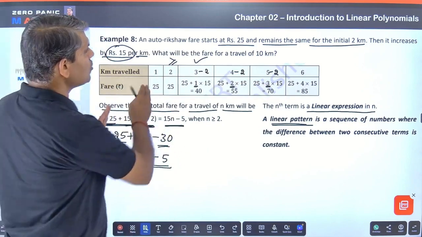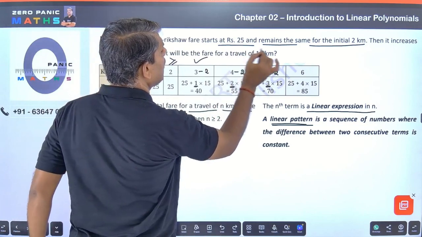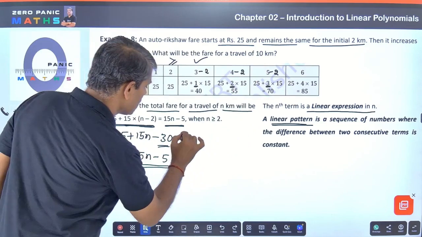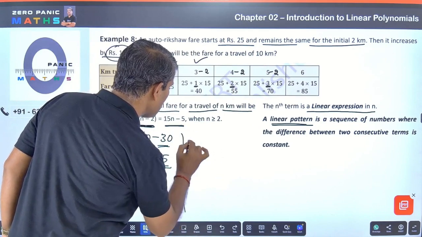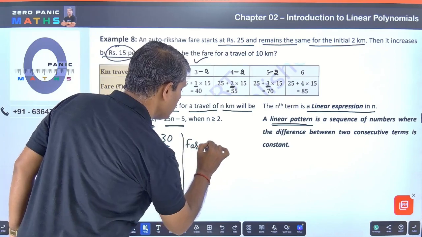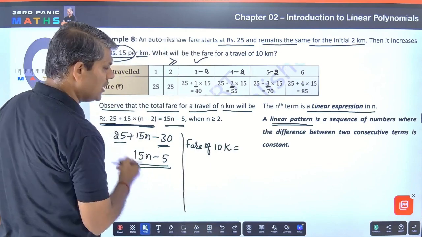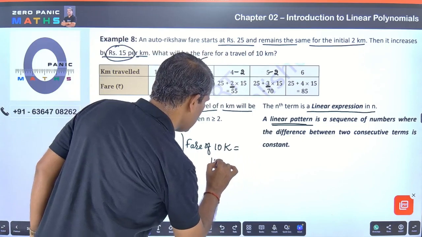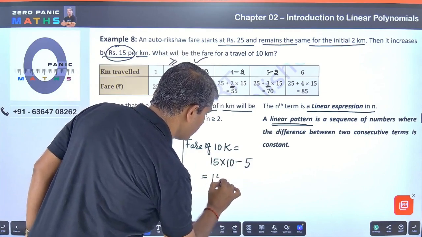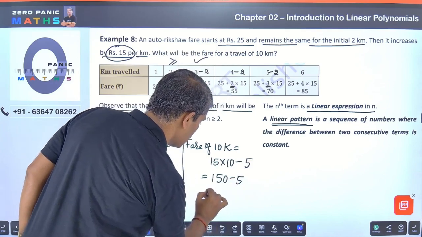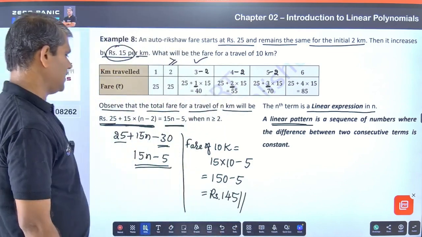Now, coming to the answer to the question asked in this problem: what will be the fare for a travel of 10 kilometers? The fare of 10 kilometers, substituting 10 into this equation, is 15 into 10 minus 5, that is 150 minus 5, that is rupees 145. You can say this is correct.